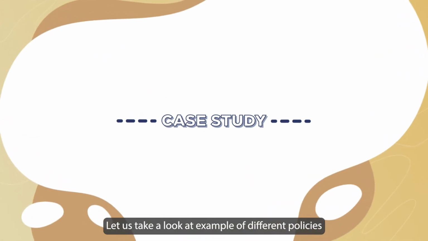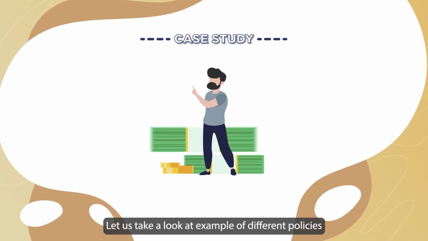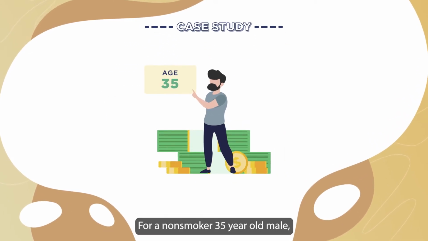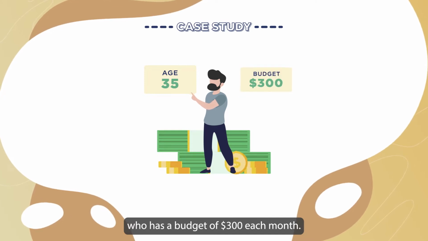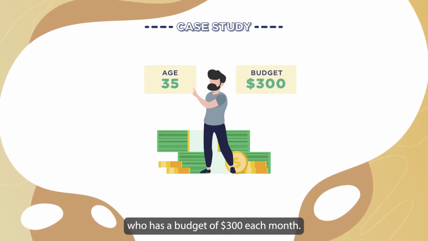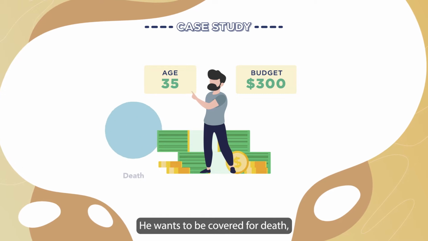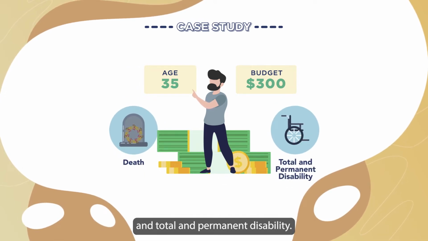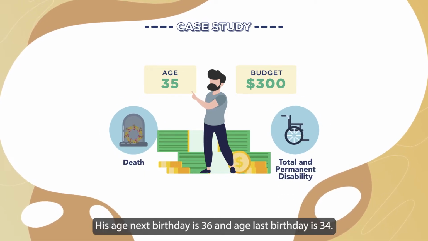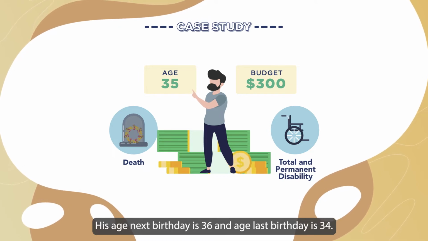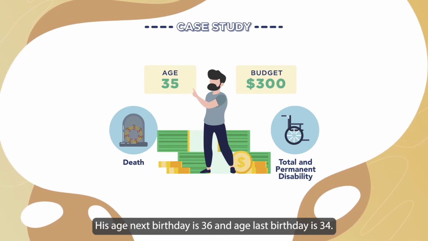Let us take a look at examples of different policies for a non-smoker 35-year-old male who has a budget of $300 each month. He wants to be covered for death and total and permanent disability. His age next birthday is 36 and age last birthday is 34.